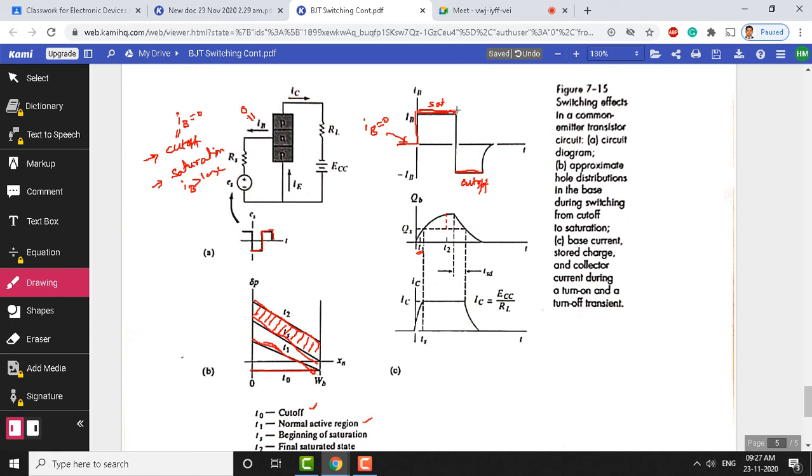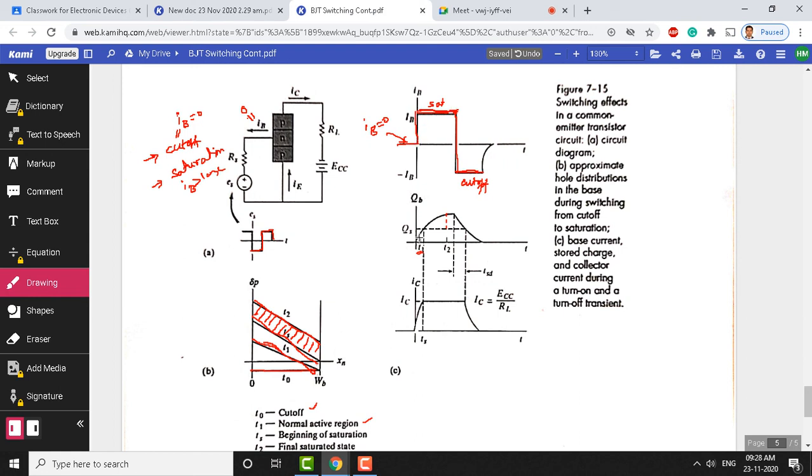From a timing point of view, we are suddenly removing the current from the base. IB moves from a higher value all the way to a negative value here. But do you think the same change happens at the output current? If you observe this graph, the changes will not happen immediately, right? Look at what happens when the base current is large.